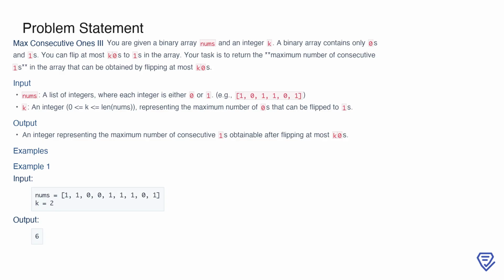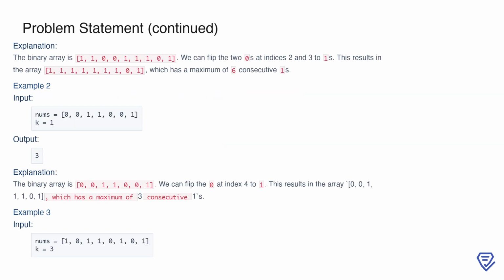For example, the input nums could look like 1, 0, 1, 1, 0, 1, and k might be 2. The output would then be an integer representing the maximum stretch of consecutive 1s we can achieve after flipping at most k zeros. To make things clearer, let's look at some examples.